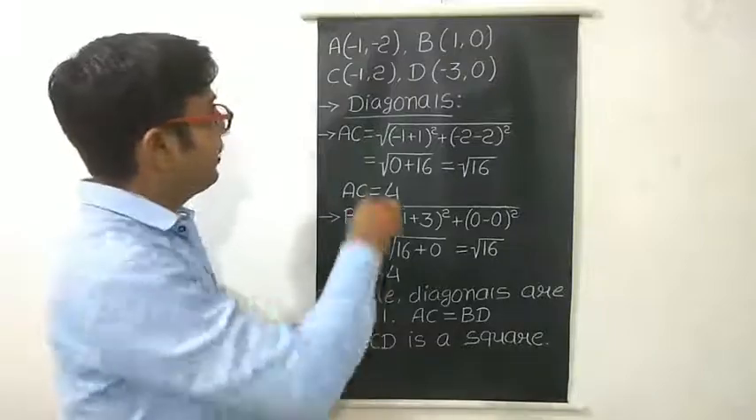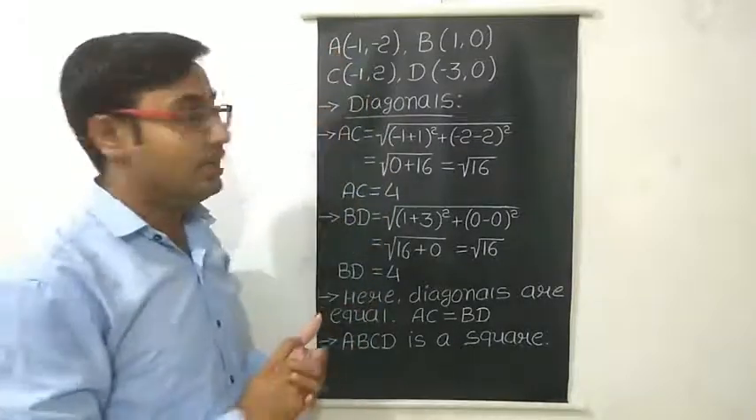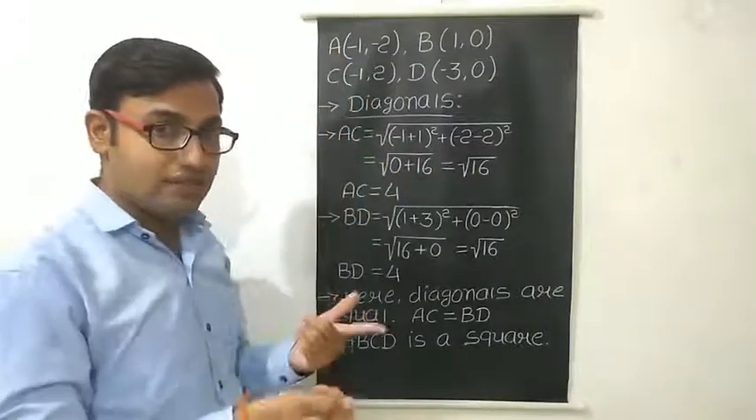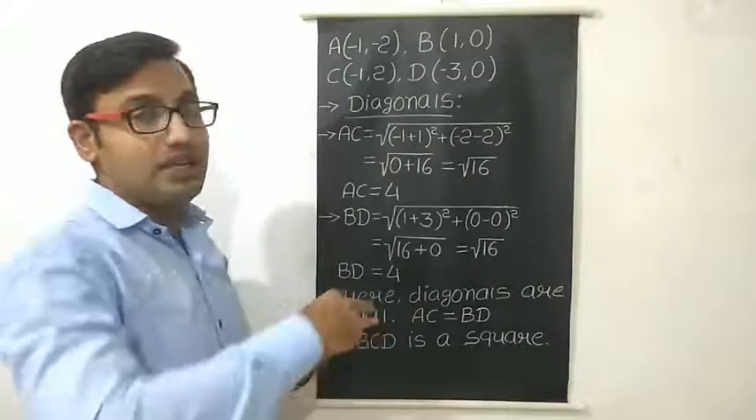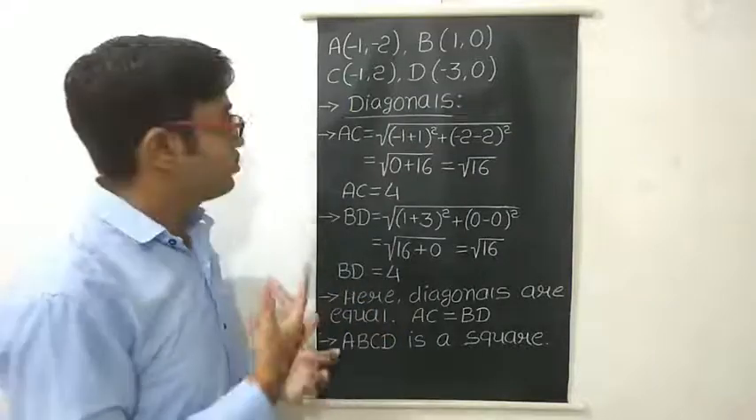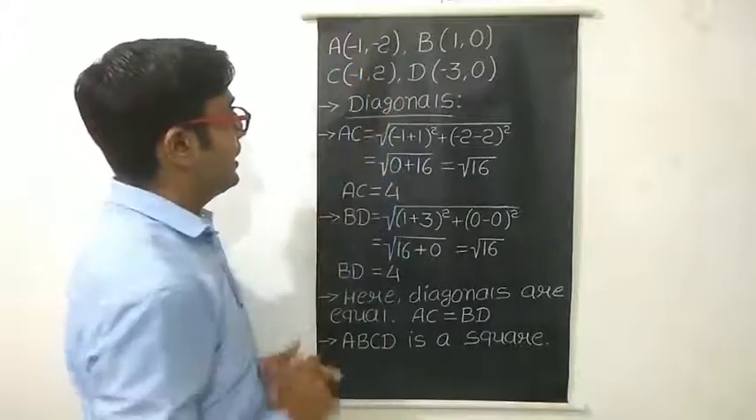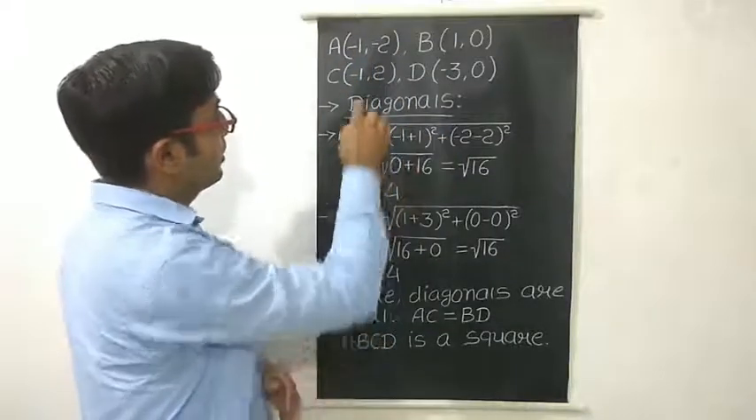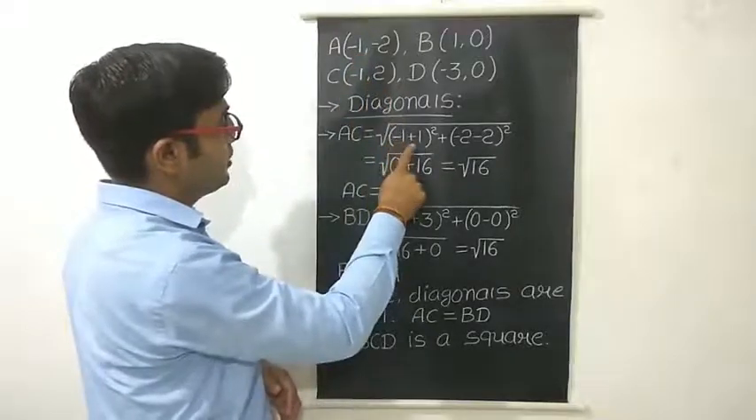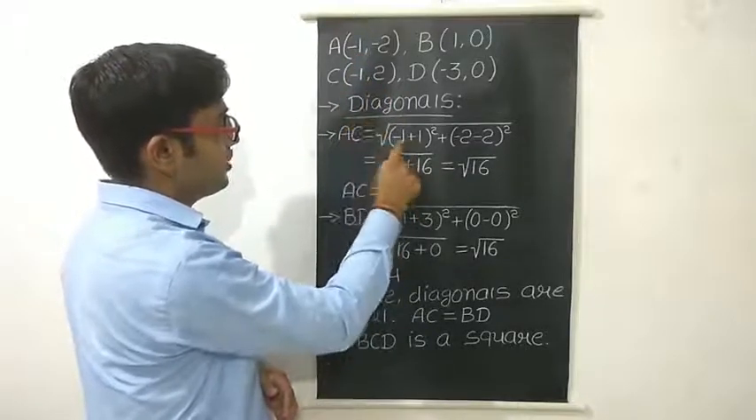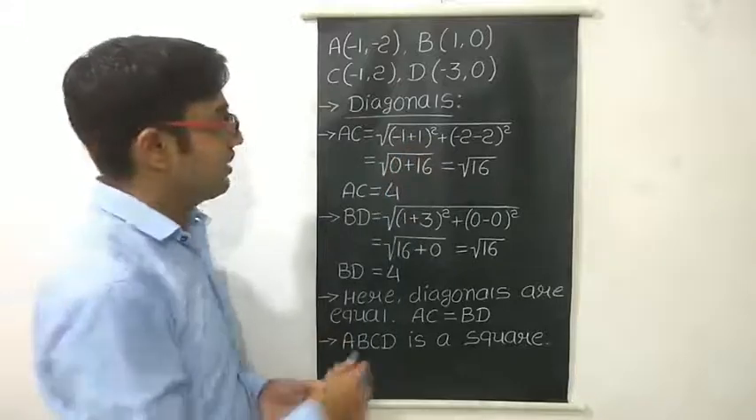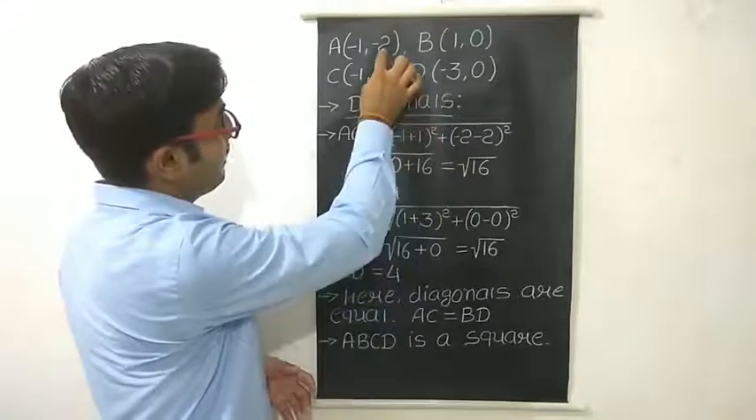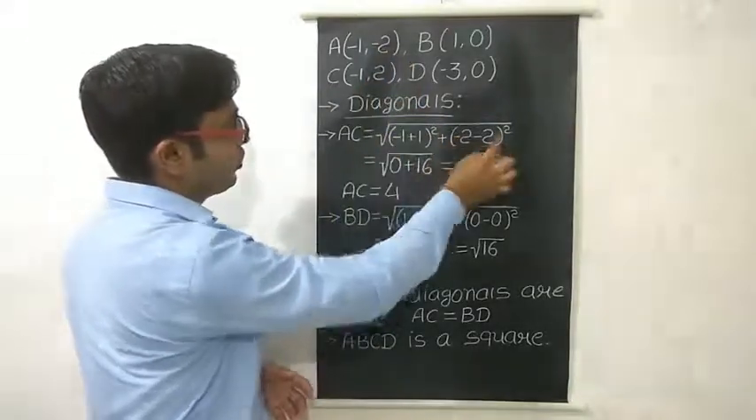So now what will remain? AC and BD. AC will be the first diagonal and BD will be the second diagonal. Now first of all find out AC. AC we can write as the square root of (-1 minus (-1)) whole square, plus (-2 minus 2) whole square.